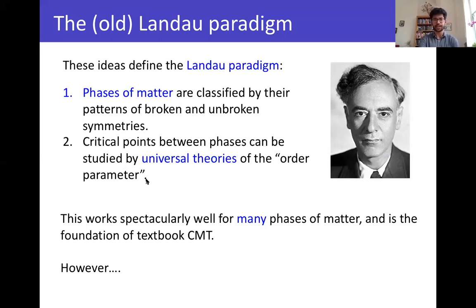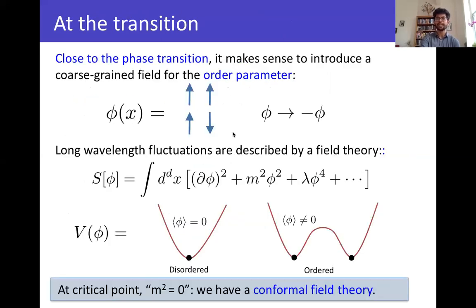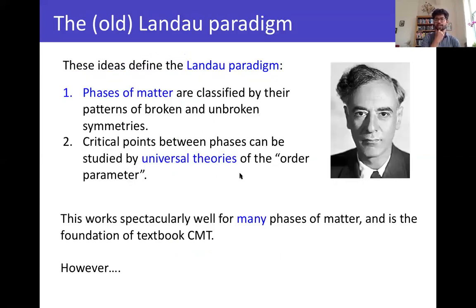Then there's another thing. The critical points between phases can often be understood by universal theories describing the order parameter fluctuations. This is what I described here. Independent of the lattice model that you start with, if you have a Z2 symmetry, at the phase transition you're going to end up with pretty much the same critical theory. The critical theory has more power than the underlying lattice model. So these two ideas form Landau's paradigm, okay?